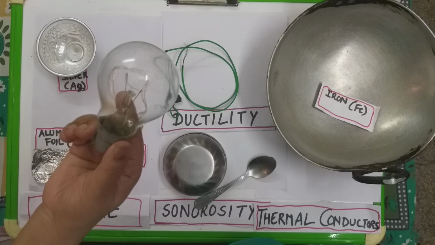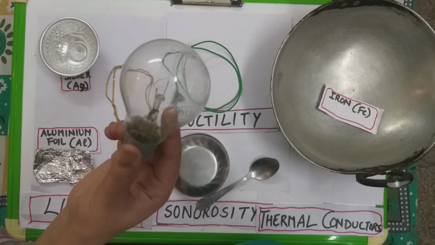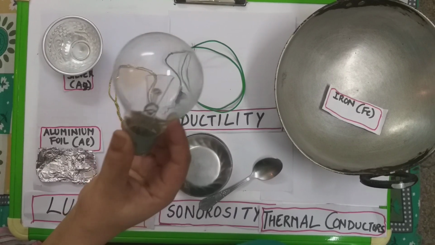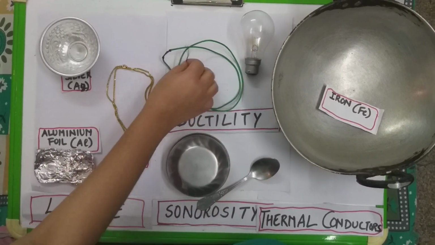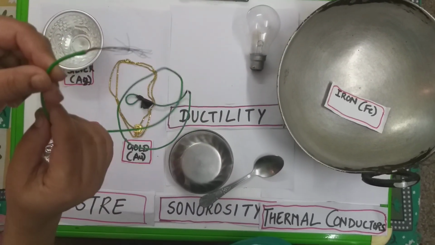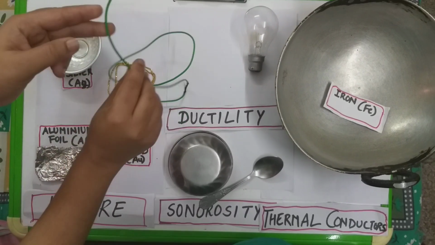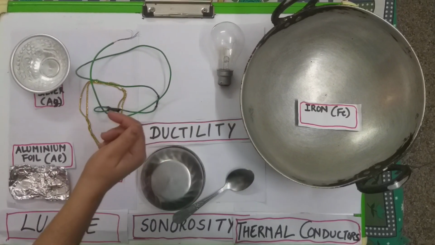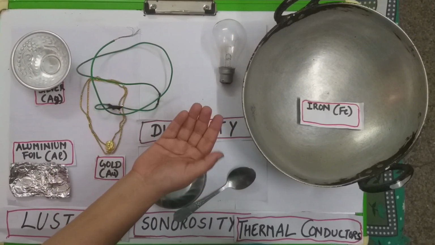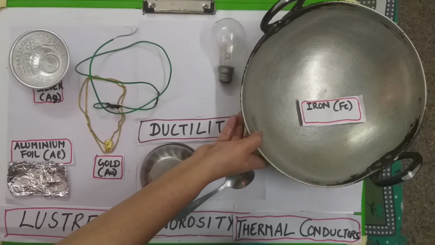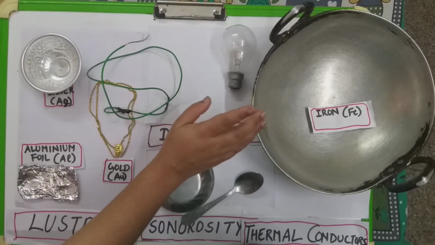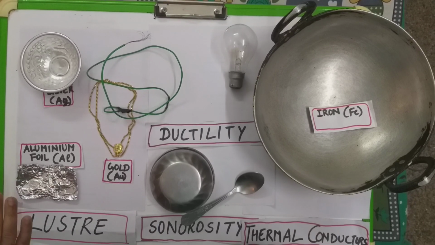You can see a bulb in front of you. It has got a metal wire. And which property is it exhibiting? Ductility. You can see a copper wire also. Which property is it exhibiting? Ductility. Students, you can see in front of you a cooking utensil which is already at your place also. It is made up of iron. And because it is made up of iron, the physical property of thermal conductivity takes place.